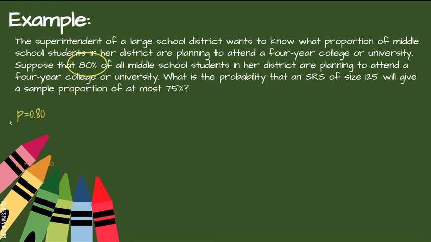Let's start with what the proportion is. The proportion of all middle school students who are planning to attend a four-year college is 80%. So 0.80 is our p. The superintendent said that this is a large school district, so we know that it has thousands of students. It says that we are doing a sample size of 125.